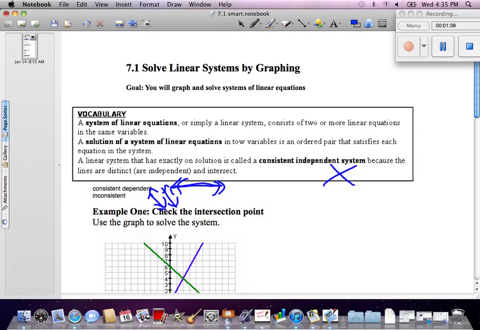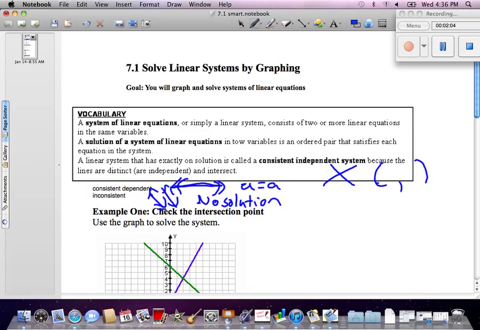So if you get no solution, you know that it looks like two parallel lines. If you just get an ordered pair, that has one solution where it intersects. And if you get an infinite number of solutions, it will look like A equals A, where everything is exactly the same. So first we're going to look at a graph.